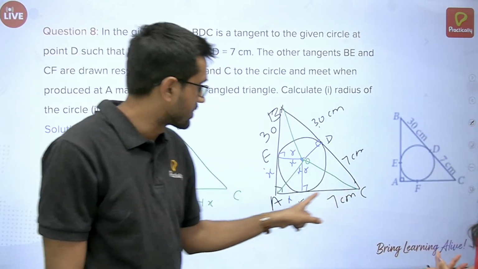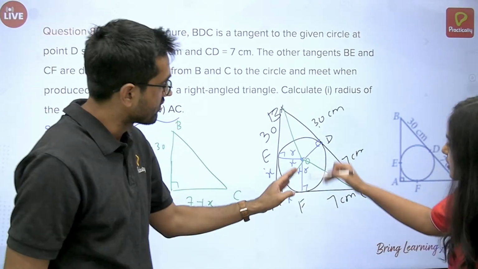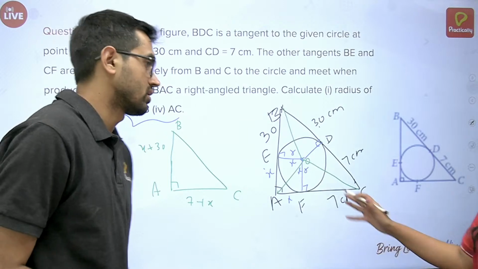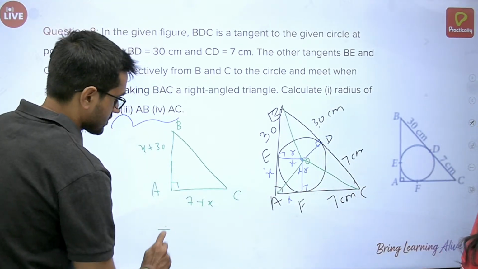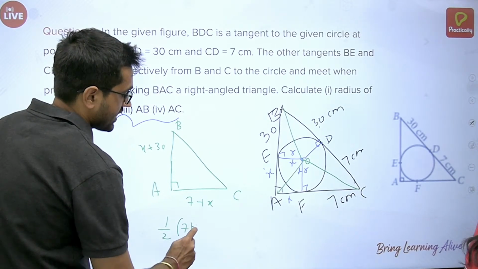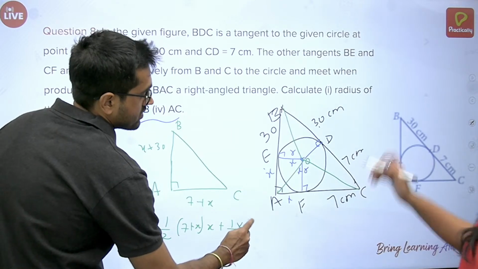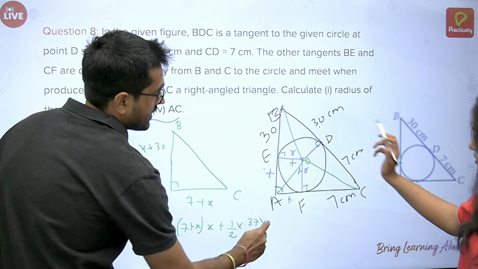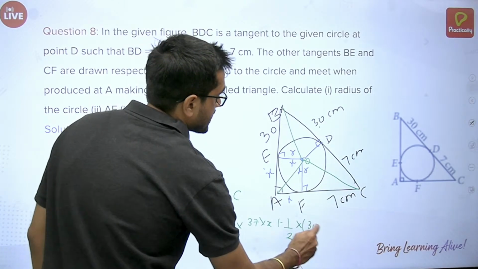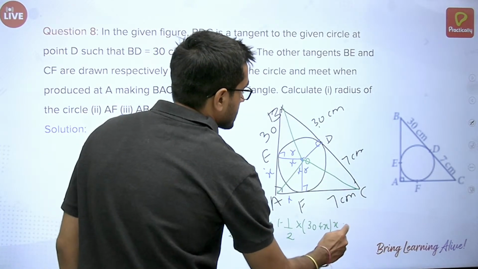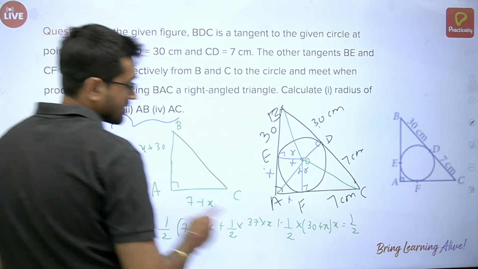So if you multiply by half, that is the area of the complete triangle, and it is equal to the sum of the three smaller triangles. Again you have the base and the height, and the height is always r, or x. So basically you are saying half (7 plus x) times x, plus half (30 plus 7) times x, plus half (30 plus x) times x, is equal to half times (x plus 30) times (7 plus x). The half will cancel out.